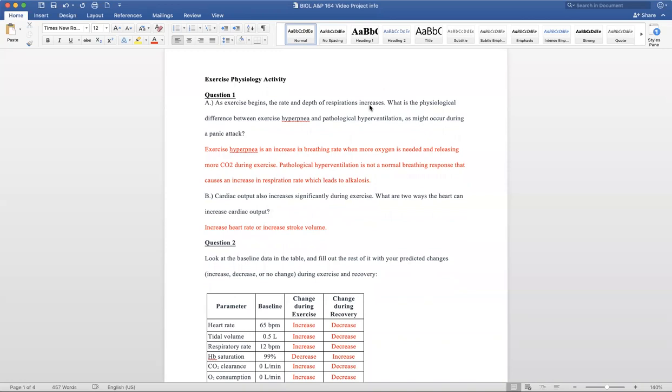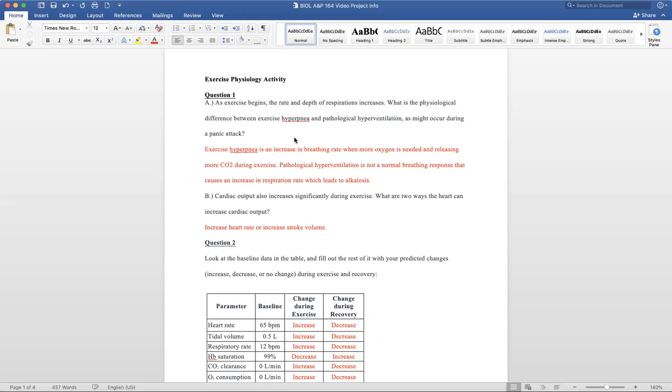As exercise begins, the rate and depth of respirations increases. What is the physiological difference between exercise hyperpnea and pathological hyperventilation, as might occur in a panic attack? So I said that exercise hyperpnea is an increase in breathing rate when more oxygen is needed, releasing more CO2 during exercise. And pathological hyperventilation is not a normal breathing response; it causes an increase in respiration rate, which leads to alkalosis.